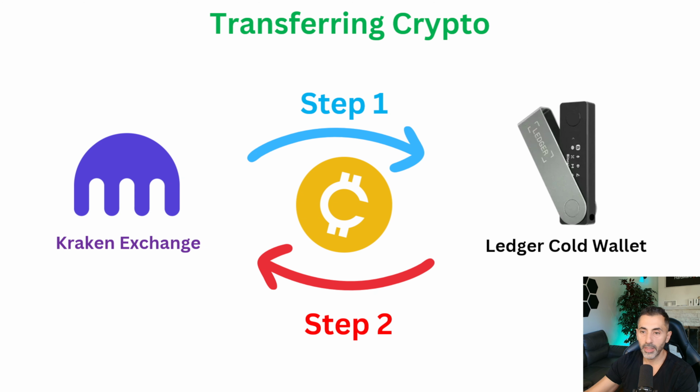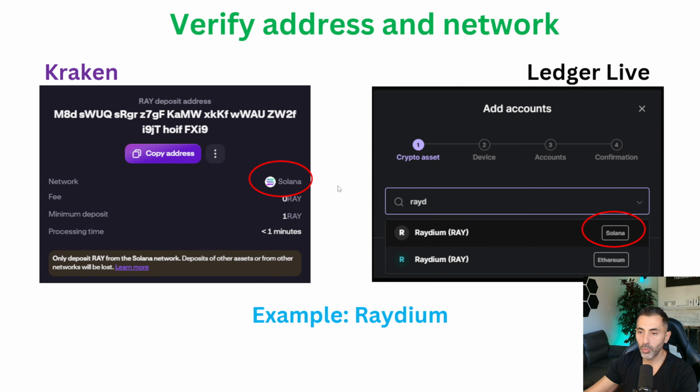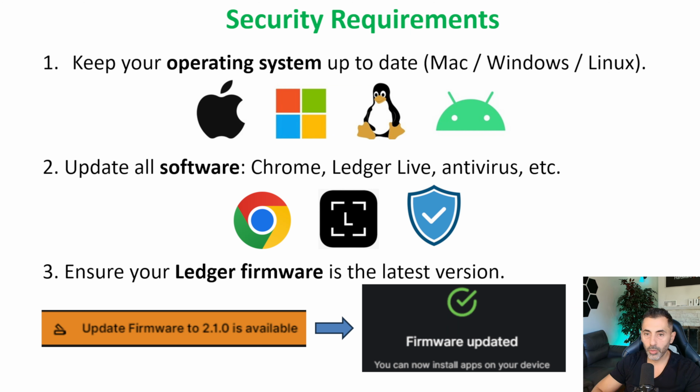What does matter is making sure that you have the correct wallet address and correct network, because sending crypto to the wrong address could mean losing it forever. So the example we have here is the Raydium token that's running on the Solana network in Kraken. And there are 3 security requirements that you must follow before doing the transfers.